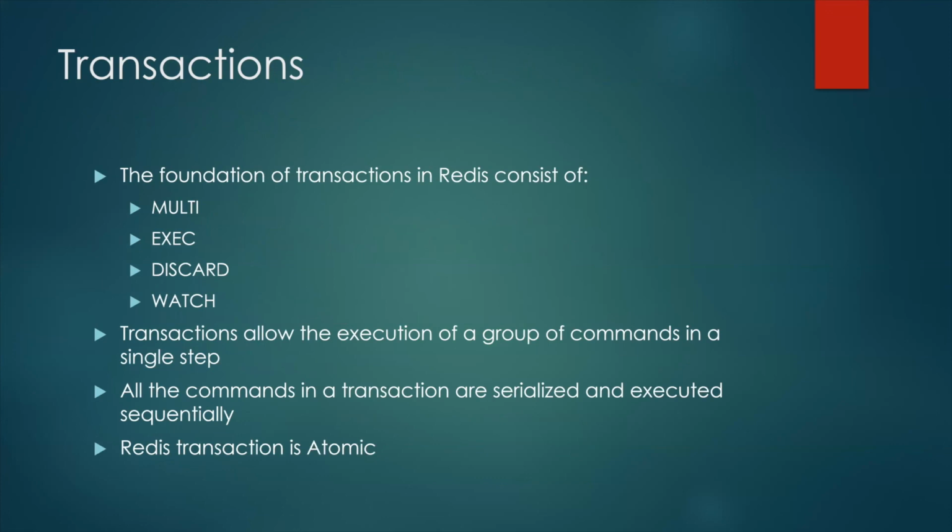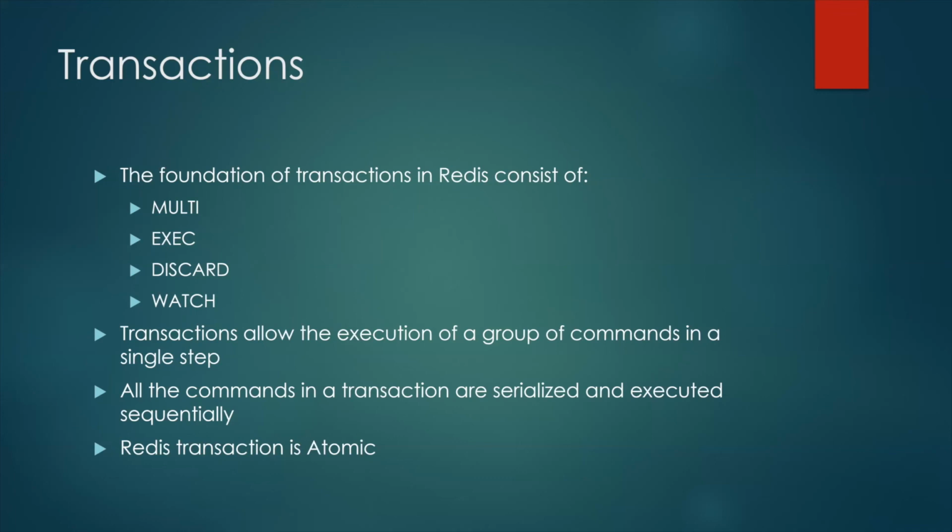Next is transactions. We're just going to do a brief overview of transactions for now. So the foundation of transactions in Redis are just like these 4 main steps, as well as there is one more that we cover in the next slide. These being multi, exec, discard, and watch. Transactions ultimately allow the execution of a group of commands in a single step, and also allow you to go back like those never happened.